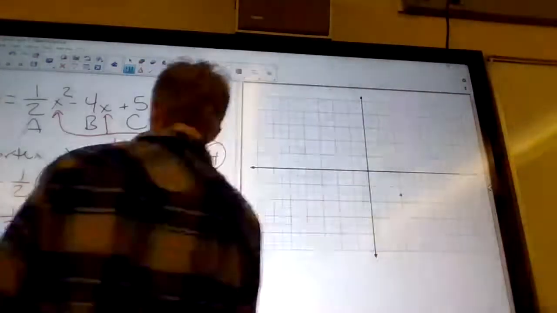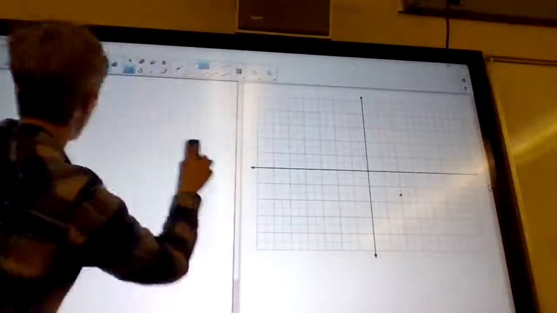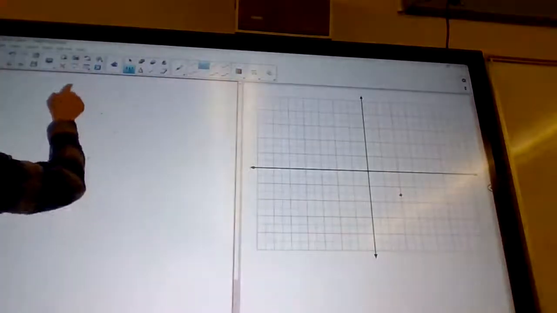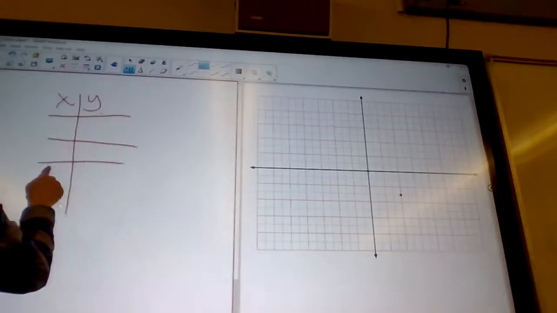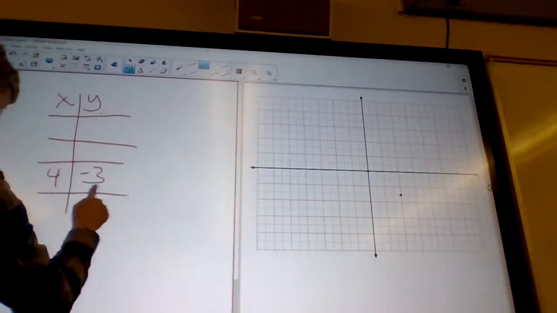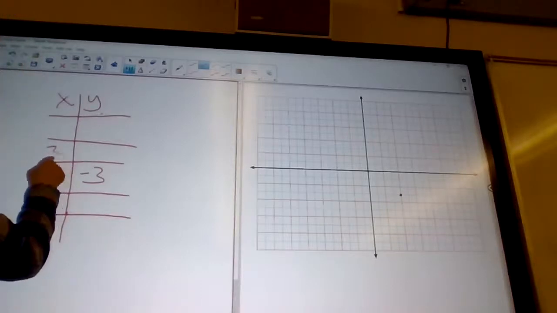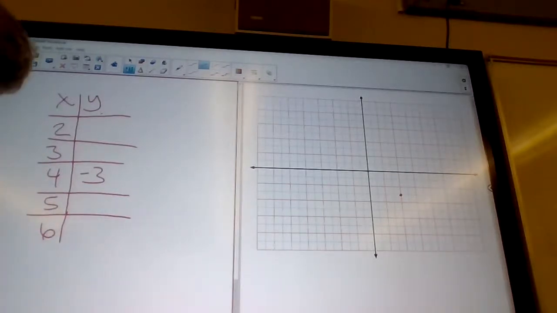So now I got to make my XY table. Now, your vertex is always going to be in the middle of your XY table. So here's your 4, -3. You need 2 directly to the left and 2 directly to the right. So this would be 3 and 2, 5 and 6. And now again, I have to plug them in.